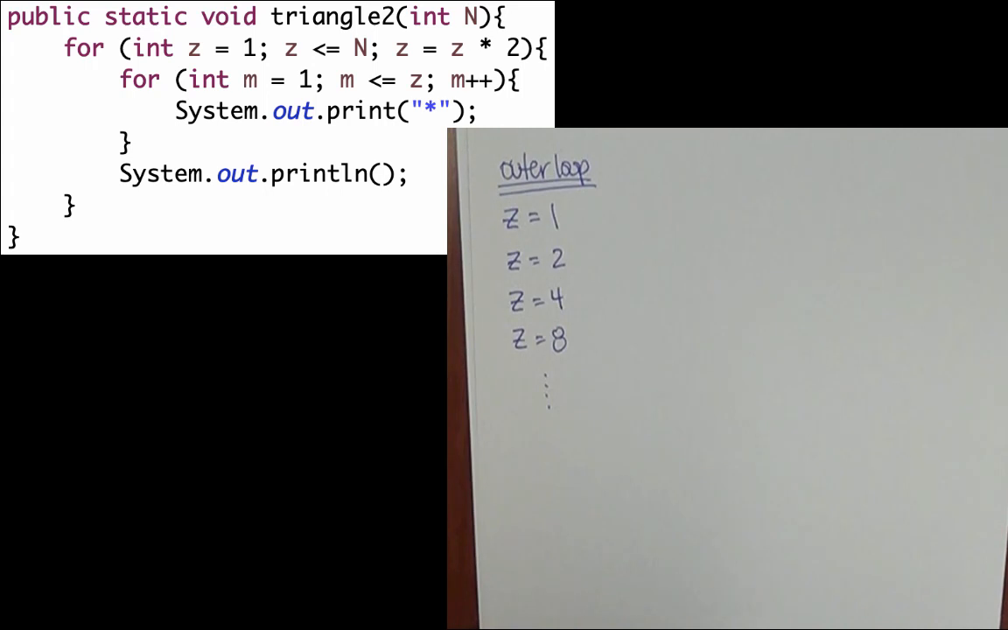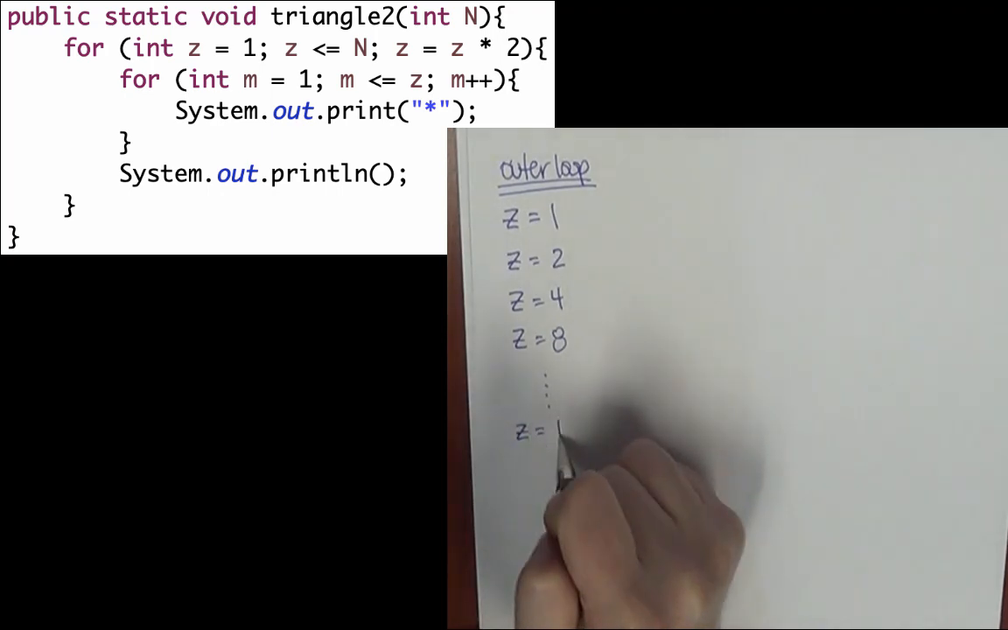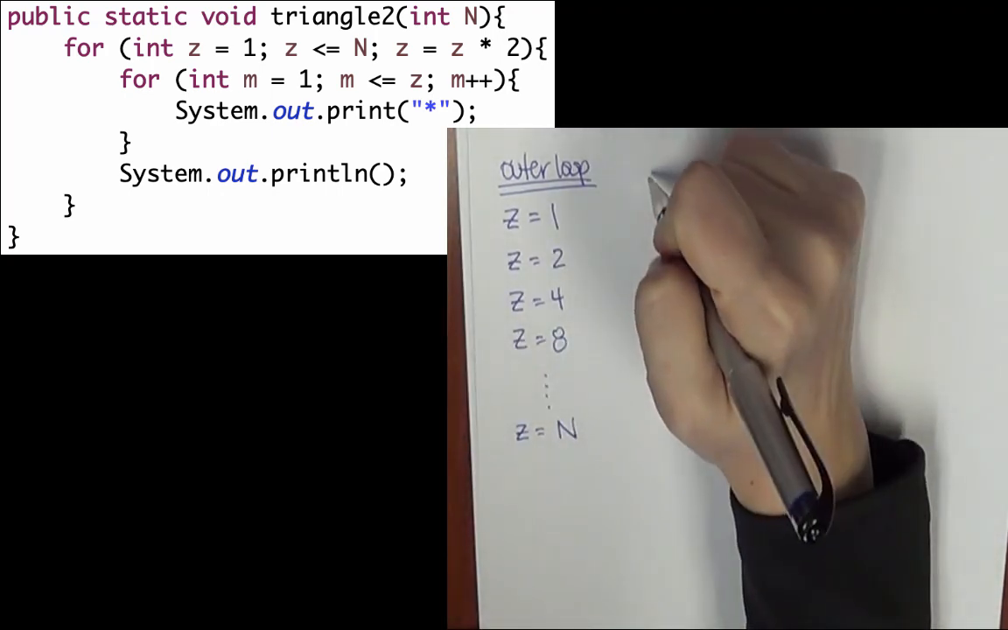Okay, and then what's my last one? It says that z is less than or equal to n. So my last one is z is going to be equal to n. Let's look at my inner loop.